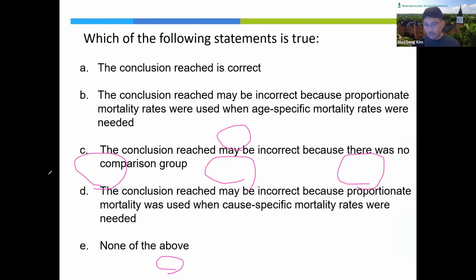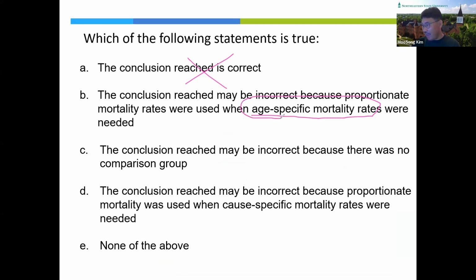So here are the options. A, the conclusion reached is correct? No. B, the conclusion reached may be incorrect because proportionate mortality rate was used when age-specific mortality rate was needed. No, it's not related to age-specific mortality. C, the conclusion reached may be incorrect because there is no comparison group. There is a comparison group actually. D, the conclusion reached may be incorrect because proportionated mortality was used when cause-specific mortality rate was needed, right? So the answer should be D.